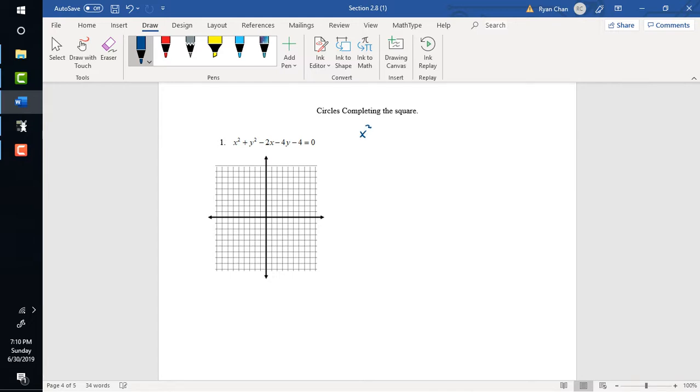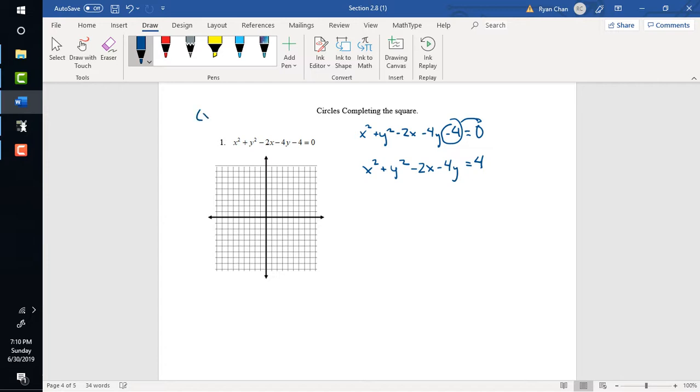I have x squared plus y squared minus 2x minus 4y minus 4 is equal to 0. Okay, so the first thing I'm going to do is, if I just have the number by itself, I want to move this over. Now let's think about this y. The reason is, remember the formula, right?